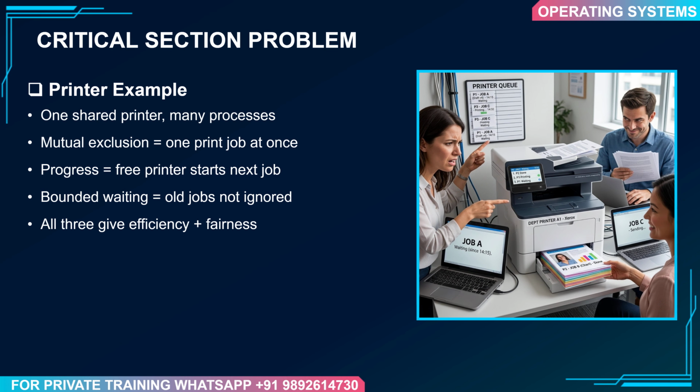Let us combine these three requirements with a practical example. Suppose three processes want to print documents using one shared printer. Mutual exclusion says only one process can send data to the printer at a time. Progress says if the printer is free and jobs are waiting, one of them should start soon. Bounded waiting says a job that has been waiting should not be ignored forever while newer jobs keep printing first. If all three conditions are met, the printer system behaves efficiently and fairly. If even one condition fails, users experience errors, delays, or unfairness.